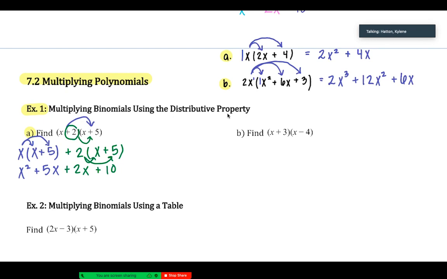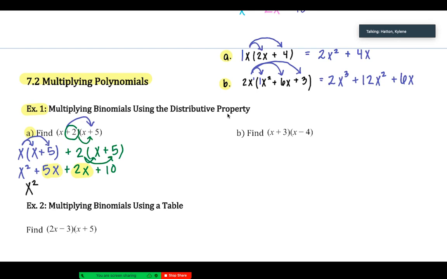And then now that we've distributed again, all the parentheses are gone. Now we can just check for if there's any like terms. So remember, like terms have to have the same x or same variable with the same exponent. So the only like terms we have are 5x and 2x. So we can go ahead and combine those. But everything else is just going to come down. So the x squared, there's no other x squared terms. So that just comes down.